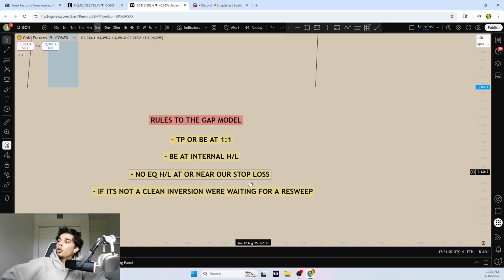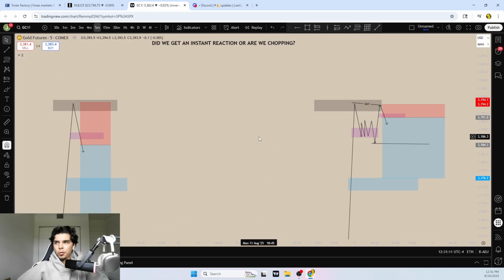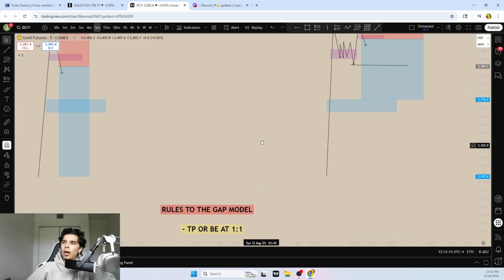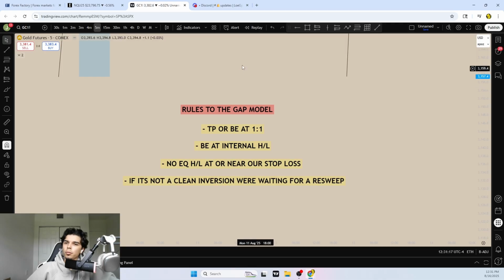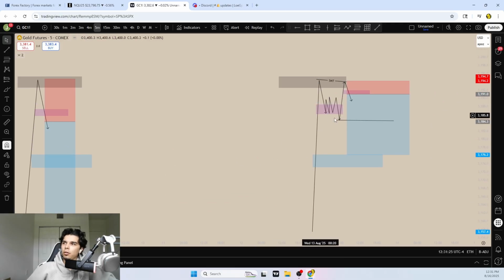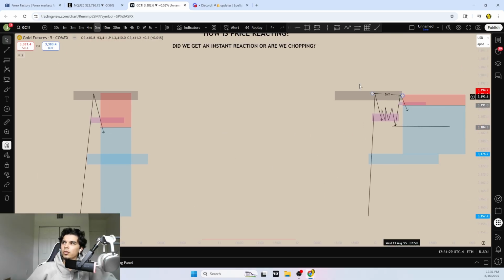Okay, no equal highs or lows at or near our stop loss. This goes for any model, whether it's a continuation, PDI, or this gap model, due to the reason that equal highs or lows are a high draw on liquidity. So we're most likely going to want to sweep those out before continuing in the direction we want price to go. And then if it's not a clean inversion, we're going to wait for a resweep. And that's exactly what I just mentioned right here. So with that being said, let's jump into the examples I took live.